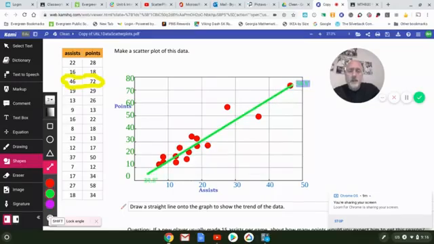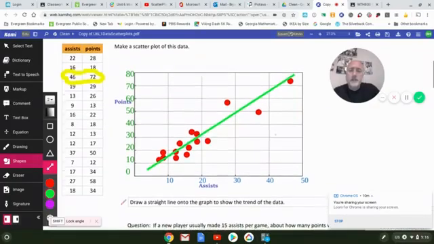It's definitely the right direction and has roughly the same number of points on both sides. So that is what a trend line looks like. So step 2 here, draw a straight line onto the graph to show the trend of the data. I do recommend that we try to bring the line all the way back to the y-axis for doing our equations we'll do later, but at this point it's not required.